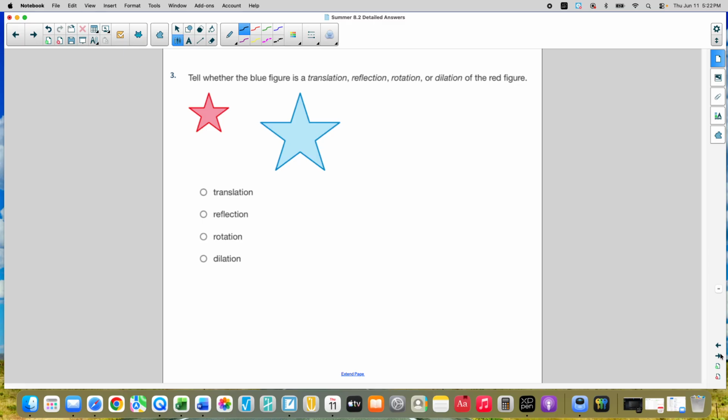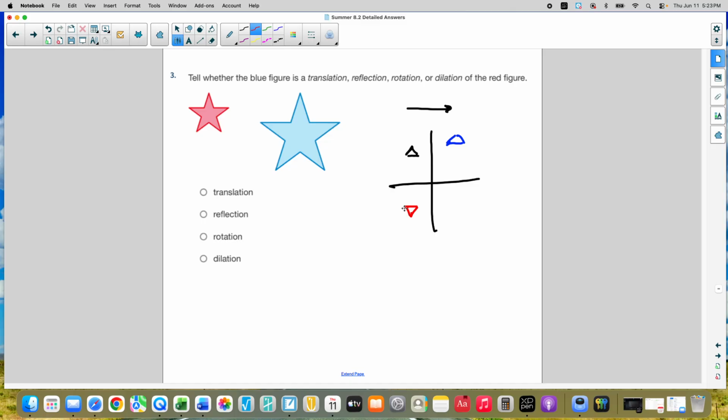Tell whether the blue figure is a translation, a reflection, a rotation, or dilation of the red figure. Well, translation is a slide, meaning you're just sliding it over, especially on a graph. If we have a coordinate plane and we have this figure, and then we would slide it, it would be the same shape, and then it would just be slid over. That's called a translation.